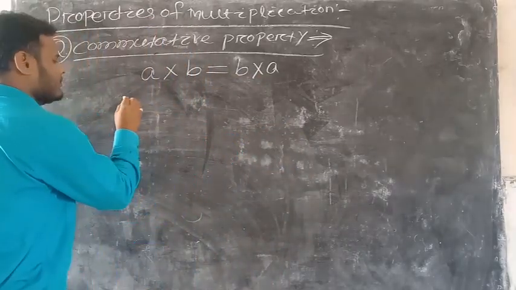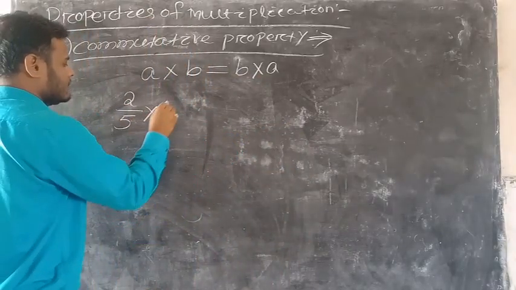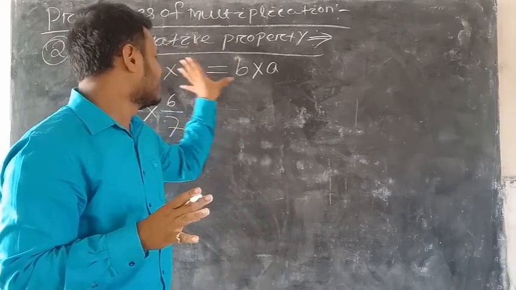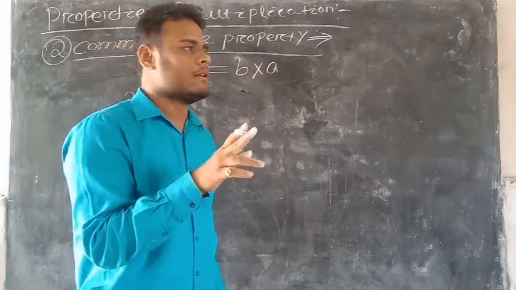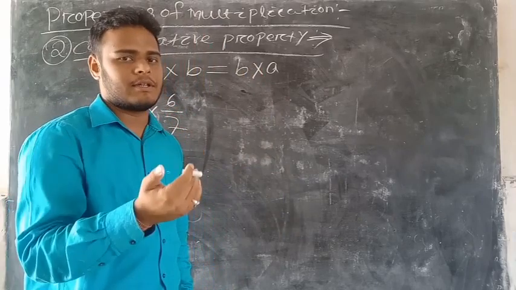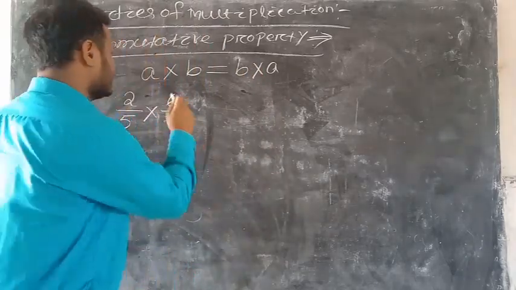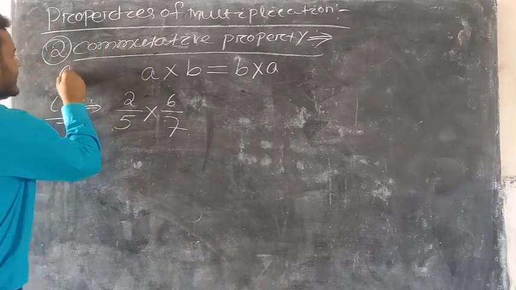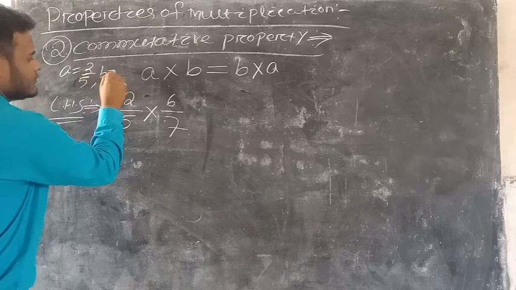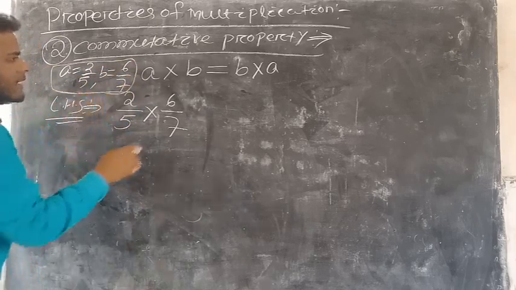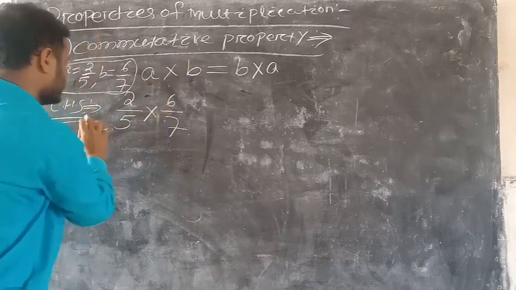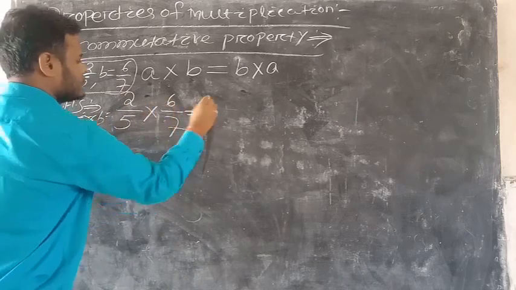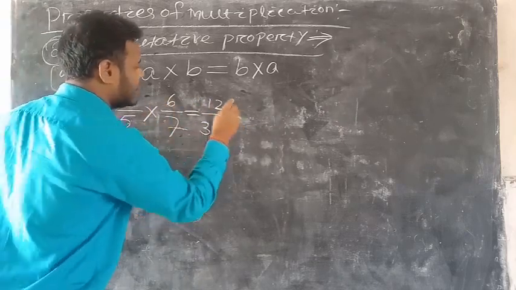So let's take an example: 2 by 5 into 6 by 7. Always remember one thing: take the left hand side and right hand side separately, then only you will get to know the difference or whether you are getting the same result. So here is the LHS, left hand side. Now I am taking a equal to 2 by 5, b equal to 6 by 7, and this is the left hand side, a into b. So a into b equals 2 by 5 into 6 by 7, which is 12 by 35. This is my left hand side.